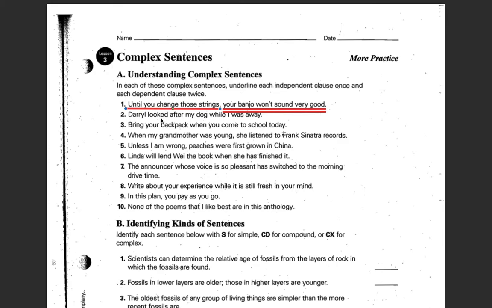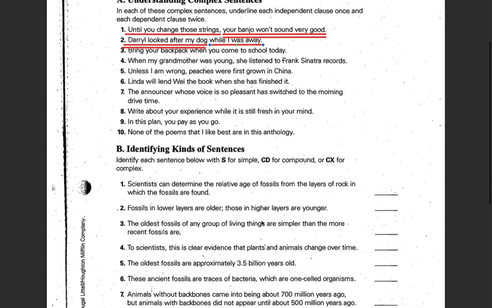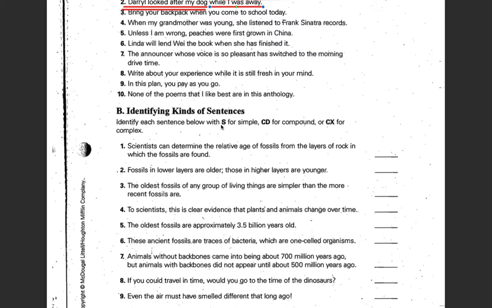Number 2 says, Daryl looked after my dog while I was away. So where is my independent clause? My independent clause comes at the beginning of the sentence. So Daryl looked after my dog. This is my independent clause. And the second part of the sentence, while I was away, is my dependent clause. And that's all you need to do in order to identify a complex sentence. Part B says, identify each sentence below with S for simple, CD for compound, or CX for complex.